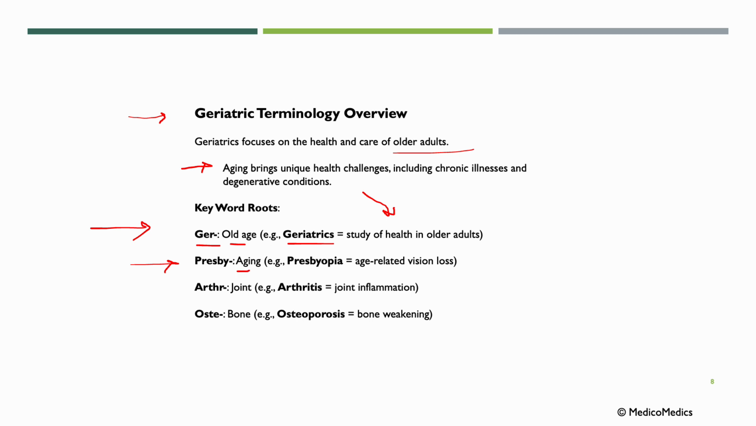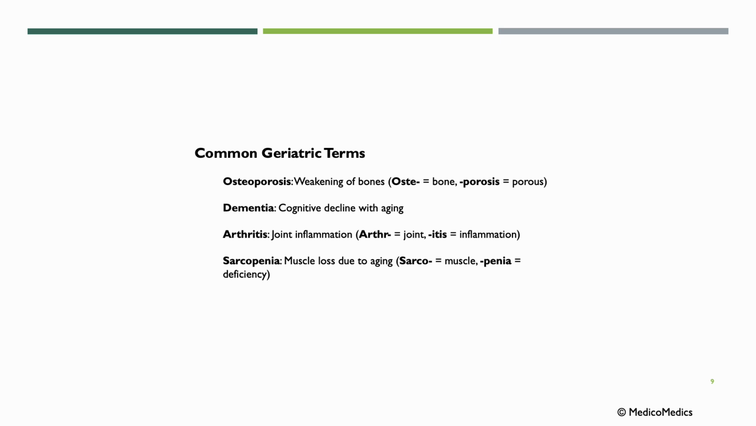Presby, aging. So presbyopia, age-related vision loss. Arthr, joint. So arthritis, joint inflammation. Osteo is bone. So osteoporosis, the weakening of bone. Some common geriatric terms could be osteoporosis, weakening of the bones.